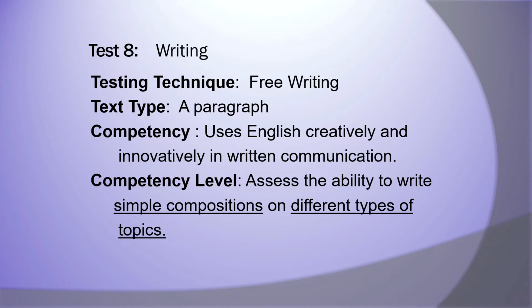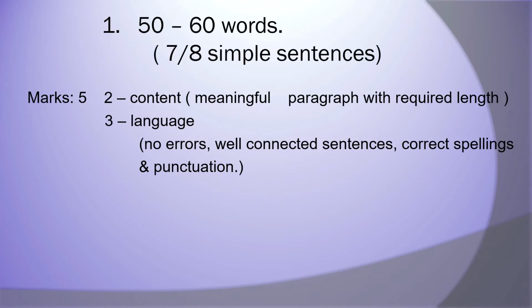Look at these two phrases underlined here. Simple compositions and different types of topics. Simple composition is a simple paragraph with simple sentences and different types of topics. There will be very simple topics. Well, to write a simple paragraph, we need to use 50 to 60 words. That means to write 7 or 8 simple sentences.